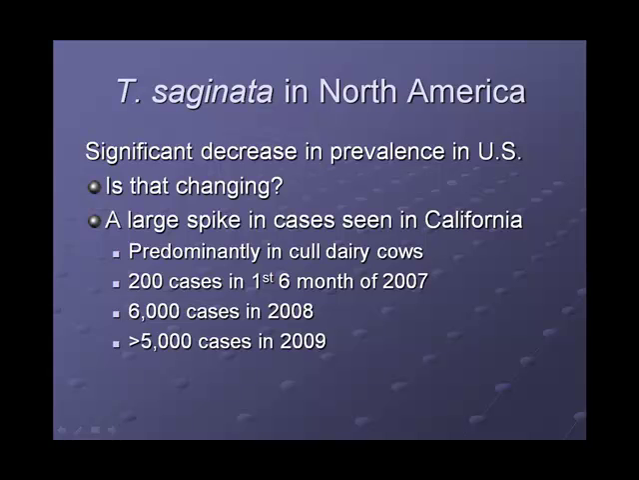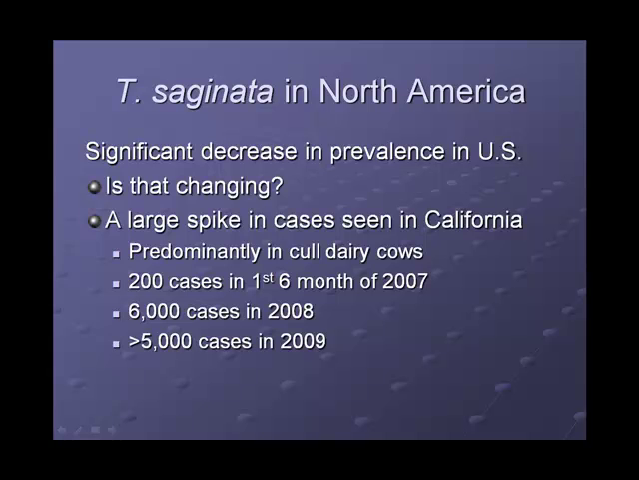An important thing to note is, are we falling down somewhat in terms of the progress that we think we've been making? There has been a large spike in cases seen in California, and unlike what has historically been the case, these have been in dairy cattle, not in fed cattle, and so you again probably have the same risk factors, the same transmission routes, but it's a different population being exposed from probably a different source.